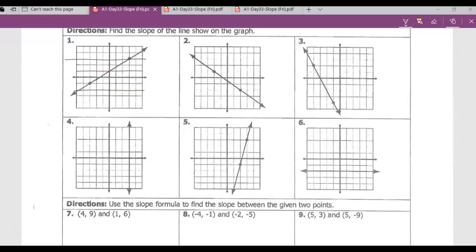So for example, number 1, to go from the left point to the right point, that's how we read graphs, how much do you have to rise? 1, 2, 3, 4. So that's positive 4 upwards over your run, positive 1, 2, 3, 4, 5, 6. Can 4 over 6 be simplified? Yes. To 2/3. So we'll say slope m equals 2/3.